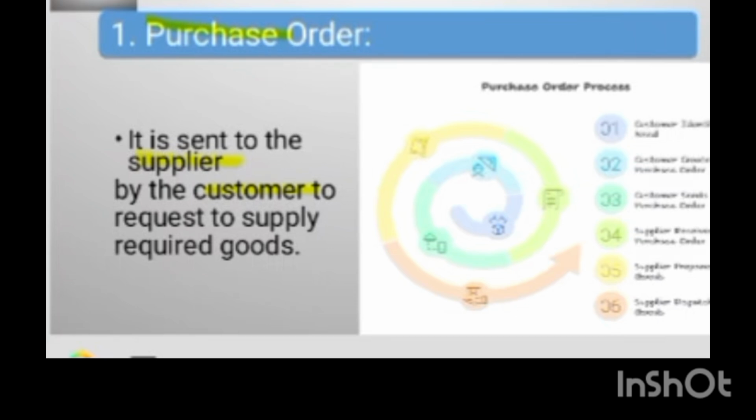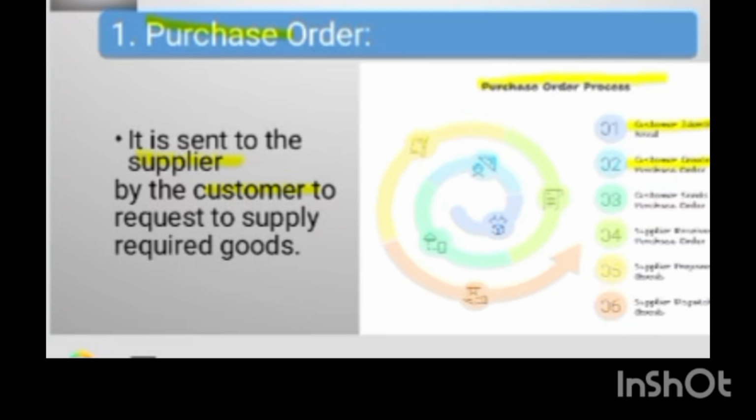You can better understand from this image of the purchase order process. The first process is to complete the purchase order. Customer identifies the need. Of course, first of all, the customer will understand what his requirement is right now. Second, customer creates purchase order. Yes, according to his requirement, his need, he will create the purchase order.